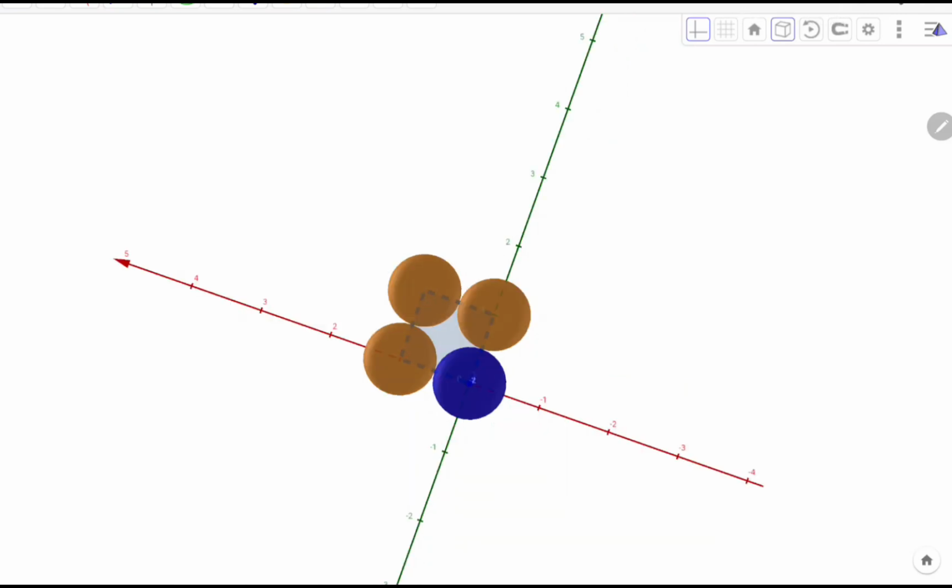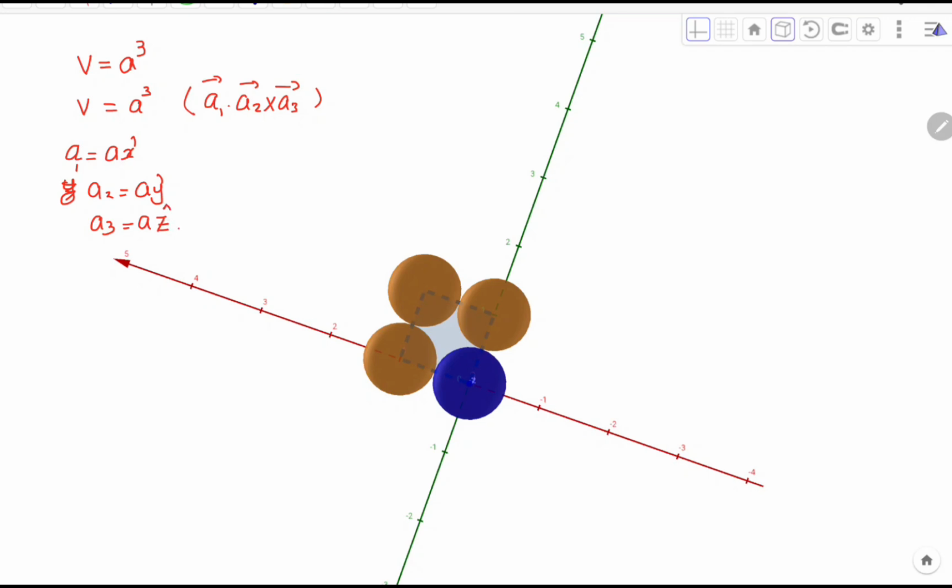Now the volume of the conventional cell of the simple cubic crystal is equal to a cubed. And the volume of the primitive cell, again, is equal to a cubed, or a1 dot a2 cross a3. And remember, a1 in this case is equal to a x-hat, a2 is a y-hat, and a3 is equal to a z-hat.